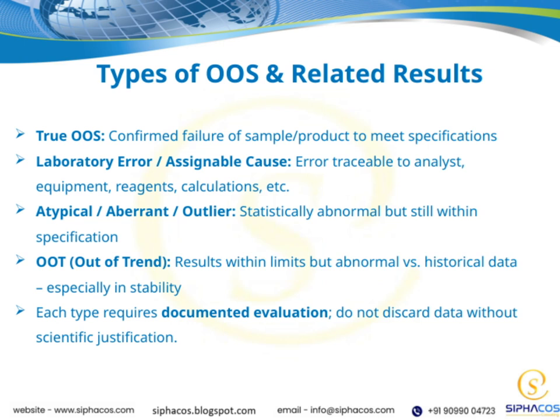Finally, we have out-of-trend, or OOT results. These results are within the specified limits, but are abnormal compared to historical data. This is especially significant in stability studies, where trends over time can reveal subtle issues that might not be obvious from a single test result.